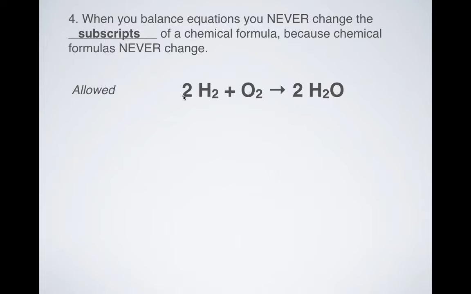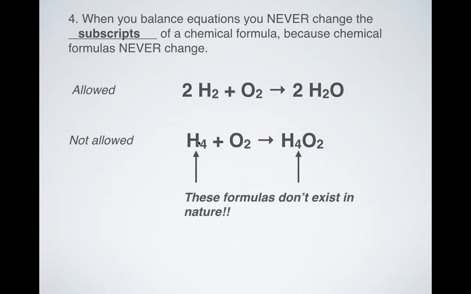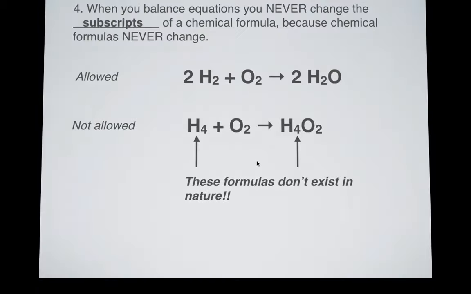Now, what's not allowed is, oh, hey, I have a 2 here and I have a 2 here, I'm just going to carry that through and multiply everything through. And so instead of 2 H2s, I have H4. Instead of 2 H2Os, I have H4O2. That's not allowed. That is forbidden. And the reason why is pretty simple. A lot of times when you do something like that, these formulas don't exist. H4 is not something you ever would find in nature. It doesn't exist. H4O2 also doesn't exist. So if you think, oh, I can simplify this by multiplying this through by 2 and this through by 2, you're actually creating something that isn't real and doesn't exist in nature, and so that's not allowed.